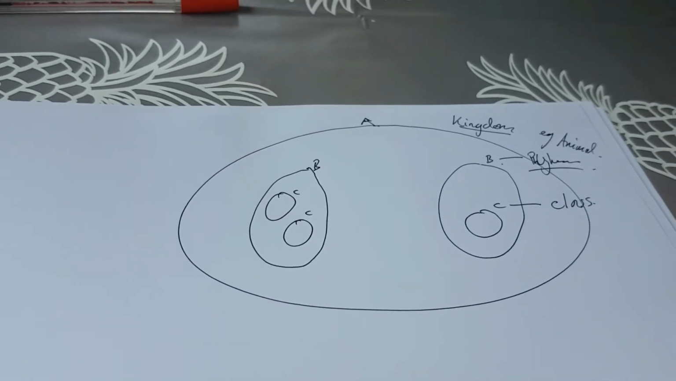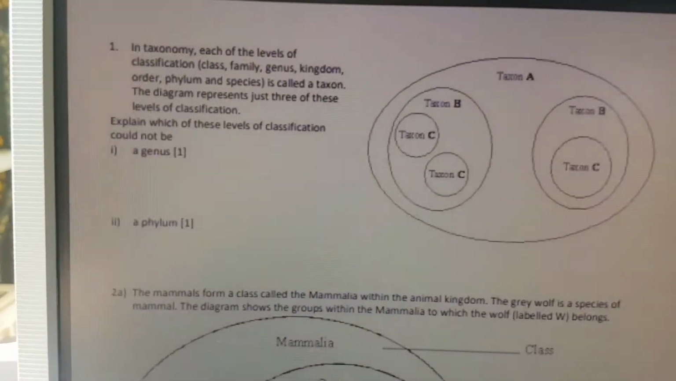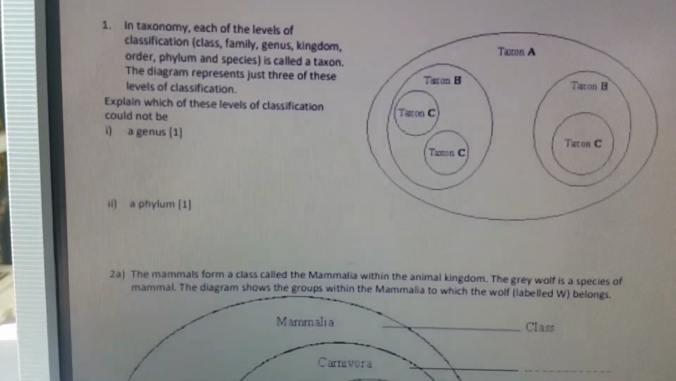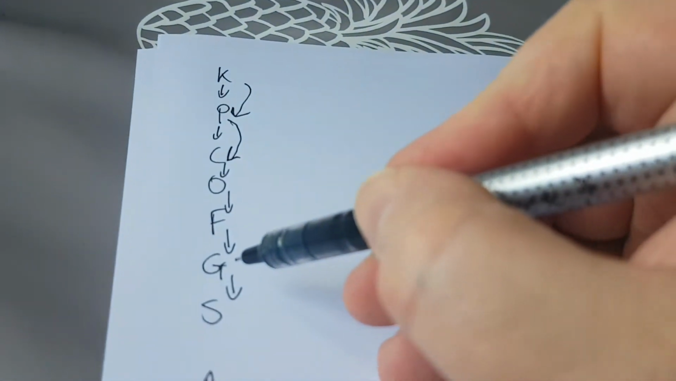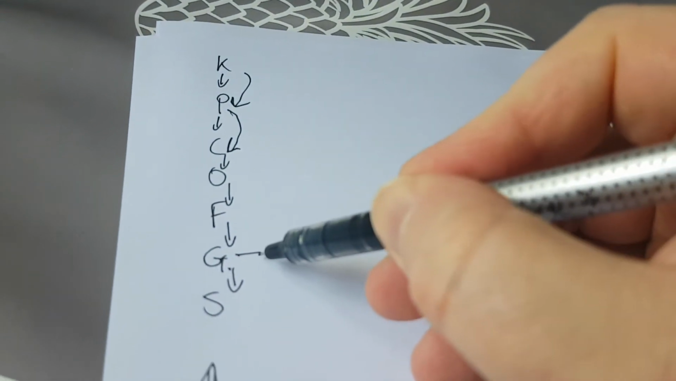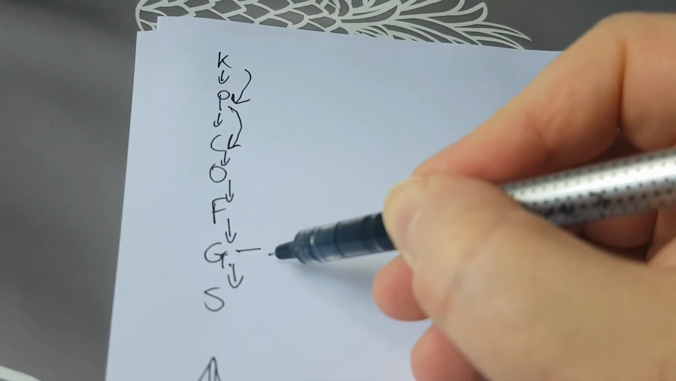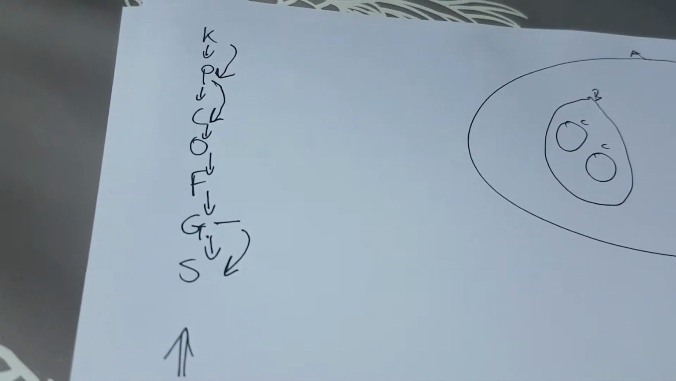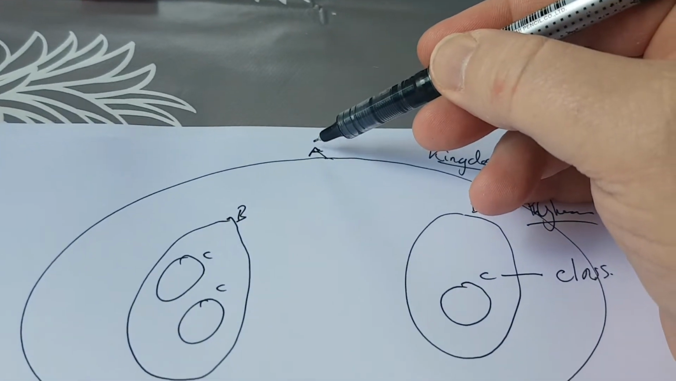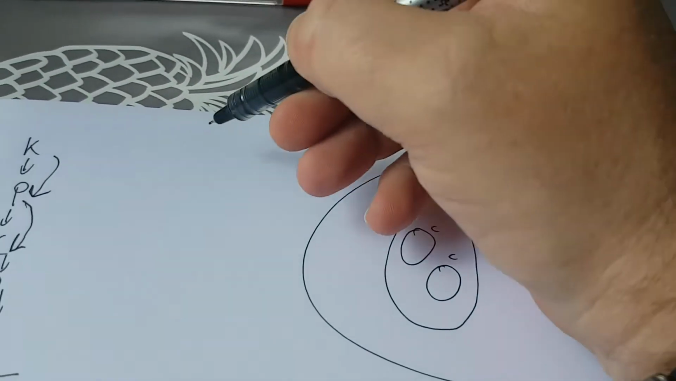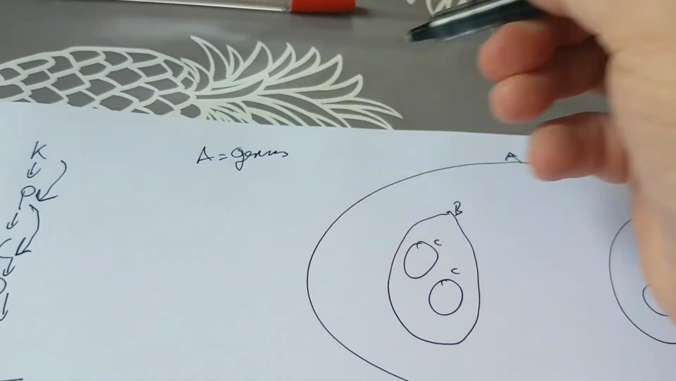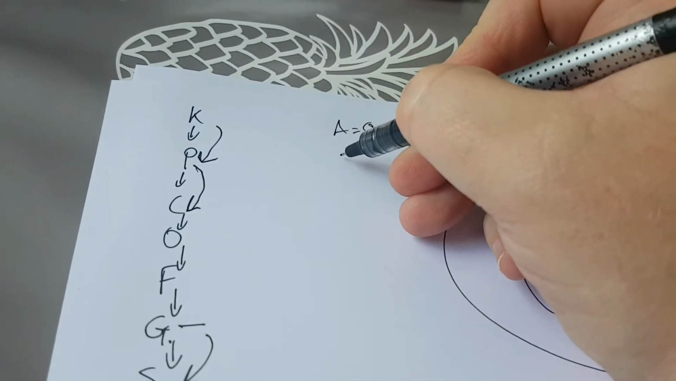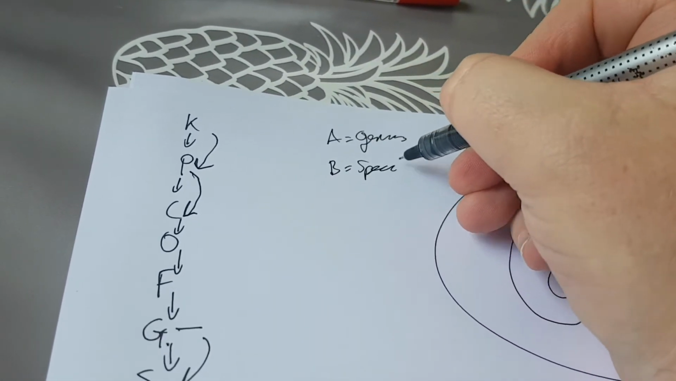So what this question is asking us, if we go back to the screen, is which of these levels of classification could not be a genus? Now, genus is there. So beneath genus, we've only got one more division. We can only go to species. So, for example, logically speaking, in this one, A can't be genus, because if A was genus, a subgroup within genus, i.e. a smaller group, would be species. So B would be species.